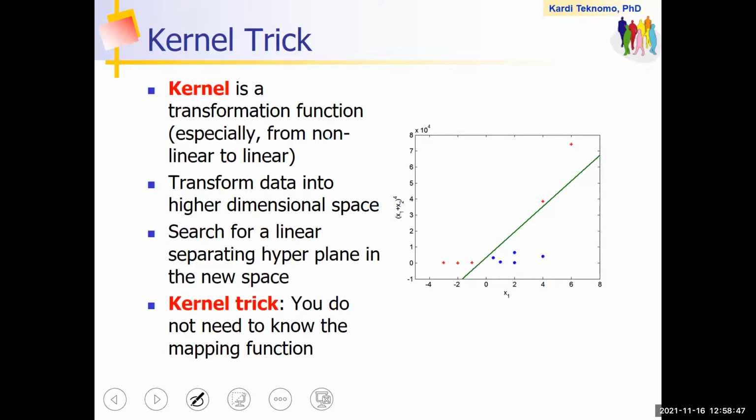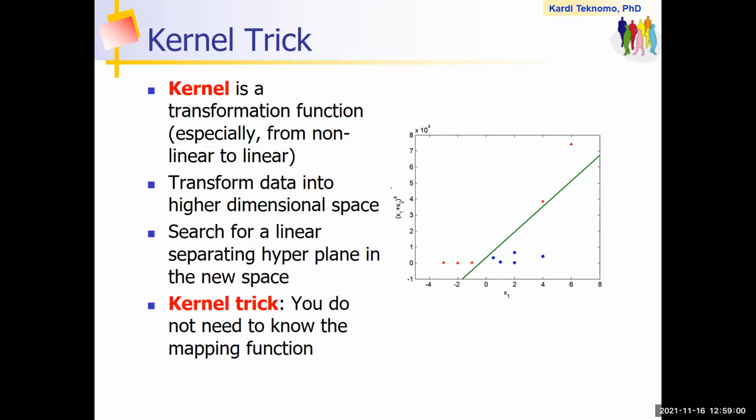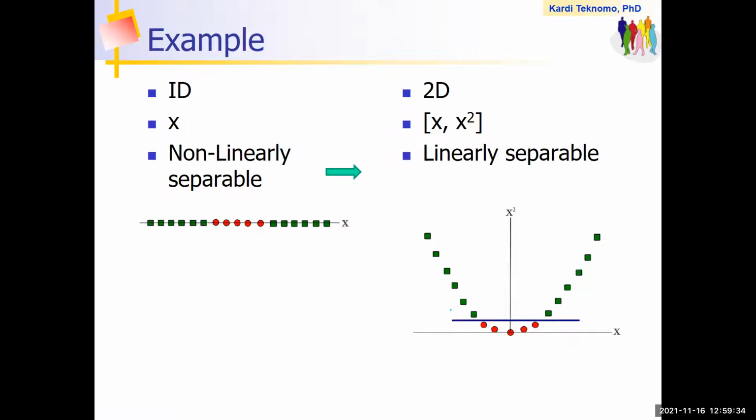How do you transform that data? For example, earlier this is the actual data with x1 and x2, right? So when you use the kernel trick, inside that program it will create this value and this value. Using this kernel trick, you will get linear. But remember, this is in higher dimensional space. Using this technique, which I will discuss later, you don't need to know the mapping function.